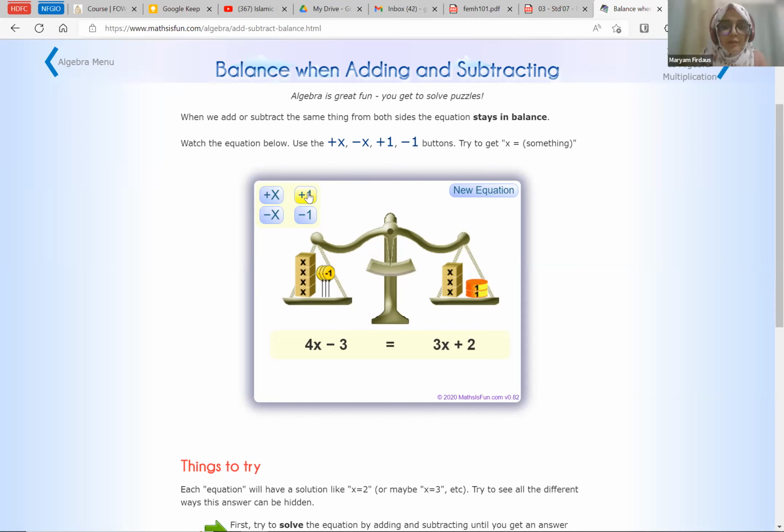So observe what happens to the pans in the balance and observe what happens in the equation also. What is the equation right now? On the left hand side, 4x minus 3. Right hand side, 3x plus 2. So why is it minus 3? It is minus 3 because you can see there's a negative 1. There are 3 lollipops that have negative 1 written on them. So that's 3 times negative 1, that's negative 3. So I'm going to add 1 on both the sides. See what will happen to both the sides.